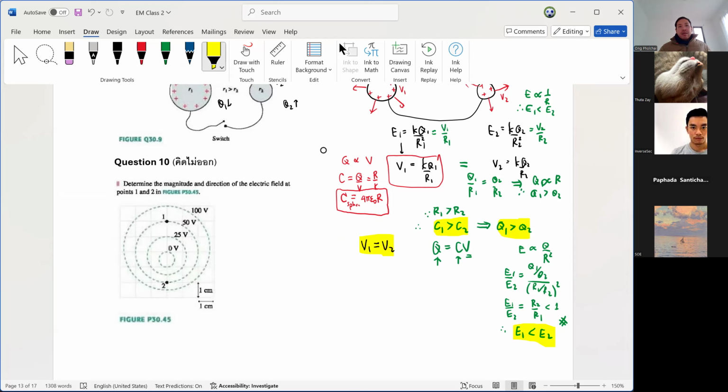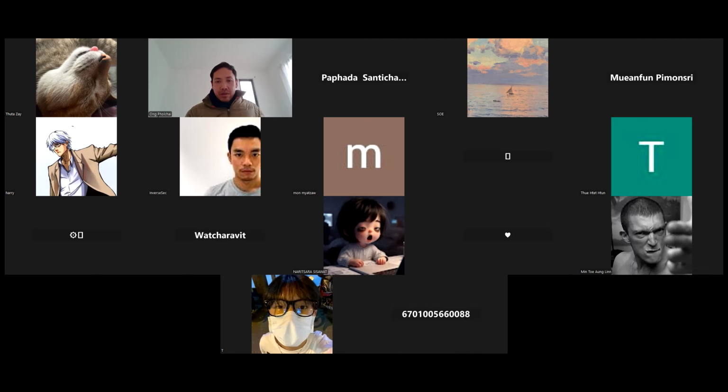Now let's look at some problems about capacitors. Let me open a new note. It's EM class 3. So let's see. Where is that? Class 3. All right. Okay, now I found it. So let's see. Here we go.